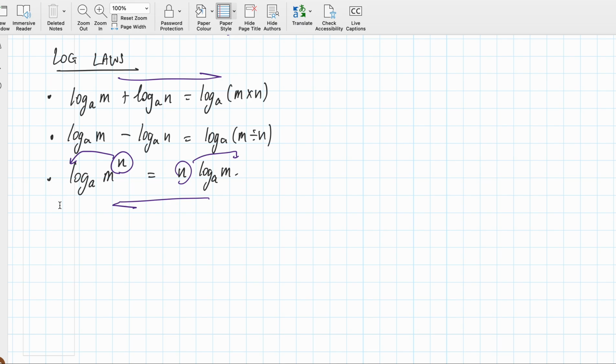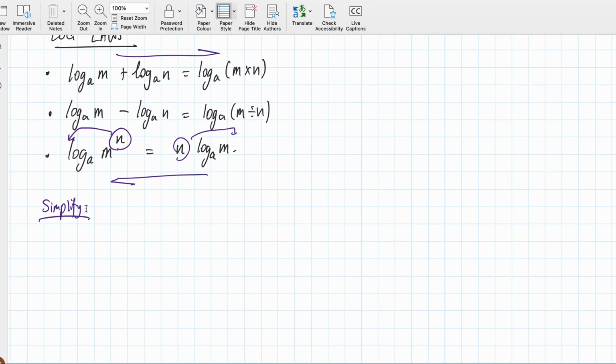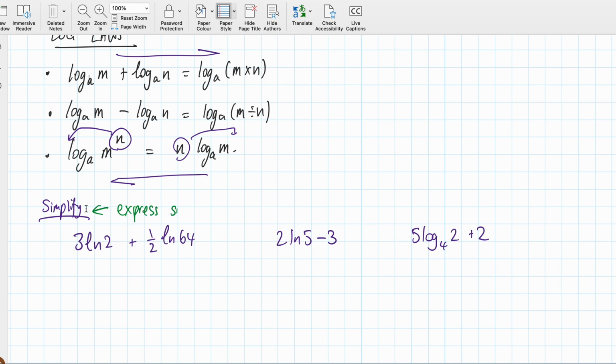So we're asked to simplify. Okay, so here's our first one. Second one. And third one. Now I want to talk about what the term simplify means. In logarithms, it usually means express as a single simplified logarithm.